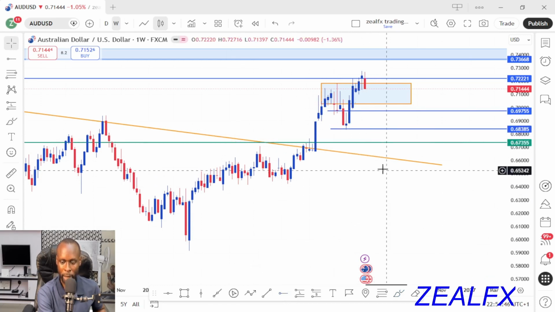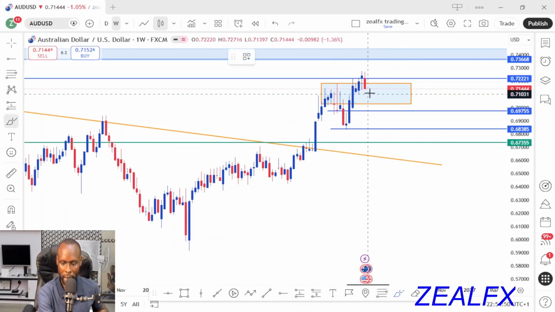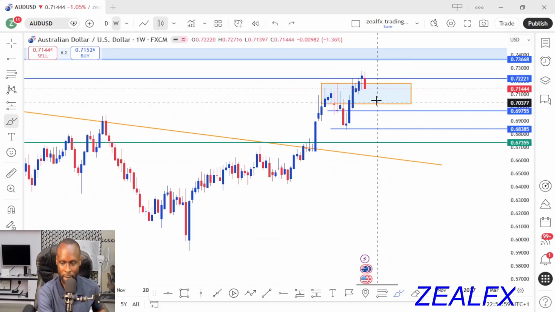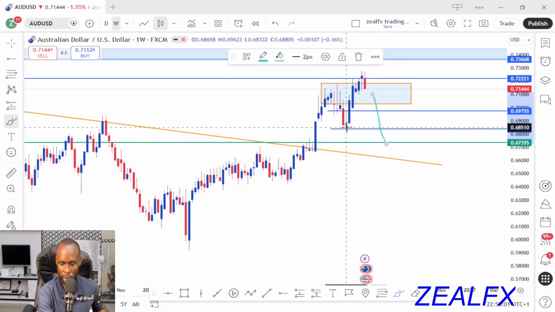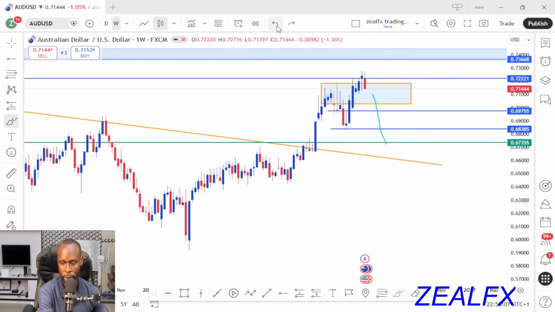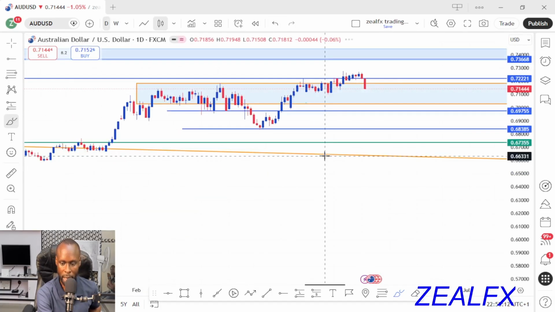So expect price to retest this area. Once you see a retest of this area, this might trigger more buy to the top because the structure of the Australia USD still remains on the uptrend. But once you see a break of this level, this might trigger bearish trend strength for the Australia USD. So let's look at the daily time frame of the Australia USD.